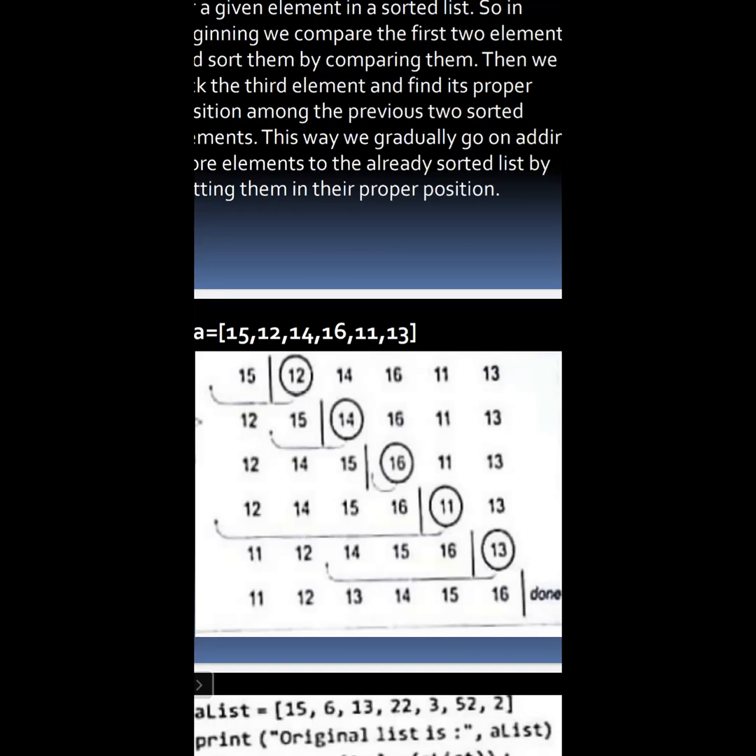Okay. Then it will stay in the same position. Then 16 is to be compared with 14. Is there any previous element more? Okay. The condition true or false?